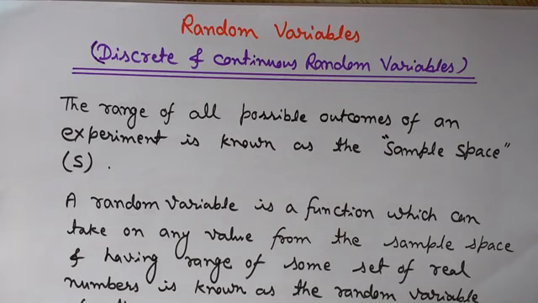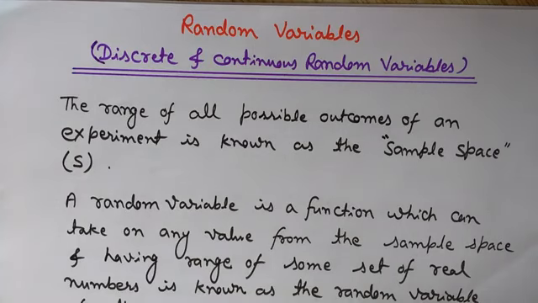I am Lalit Vasist. Today we will discuss random variables and what are discrete random variables and continuous random variables. These are two types of random variables. So we will discuss both kinds of random variables here.